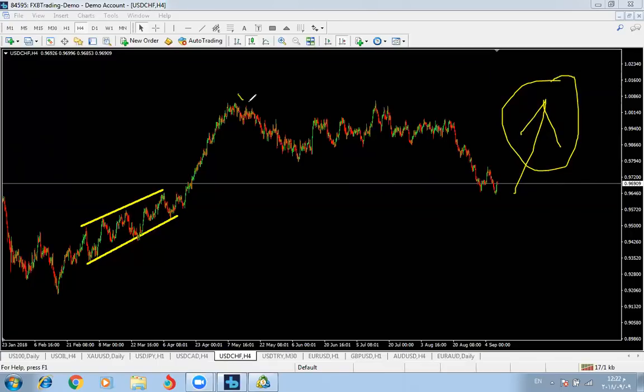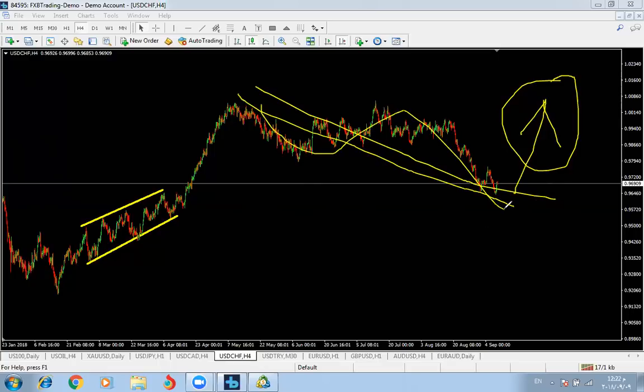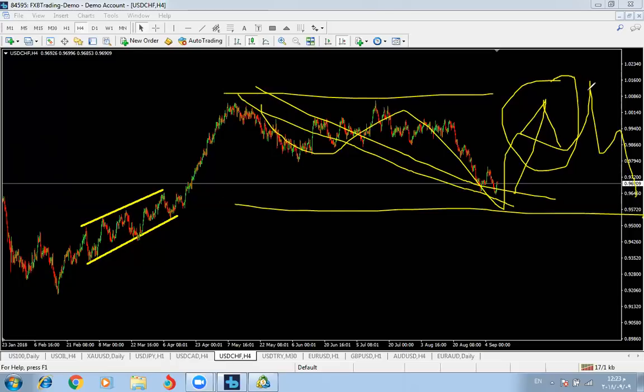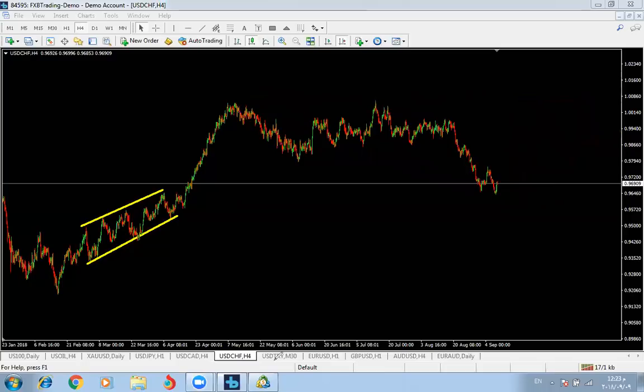Has this wave B ended 100%? Of course not. It might be a complex wave. We might see an extra ABC leg to the upside, then to the downside, but we'll not talk about this right now. We will make it as simple as possible and follow the price action and market correlation, saying that this correction wave B has ended. That's all about Swiss franc. Let me move to euro.